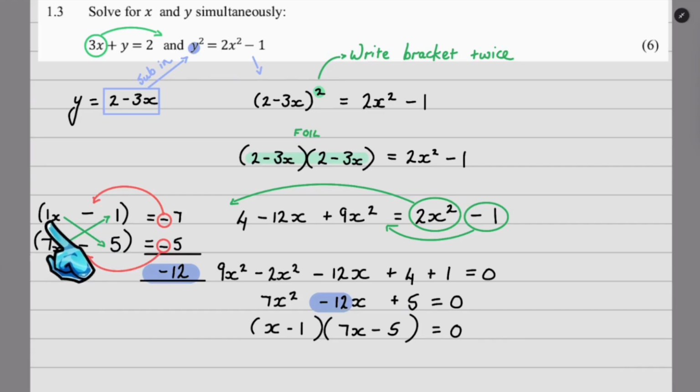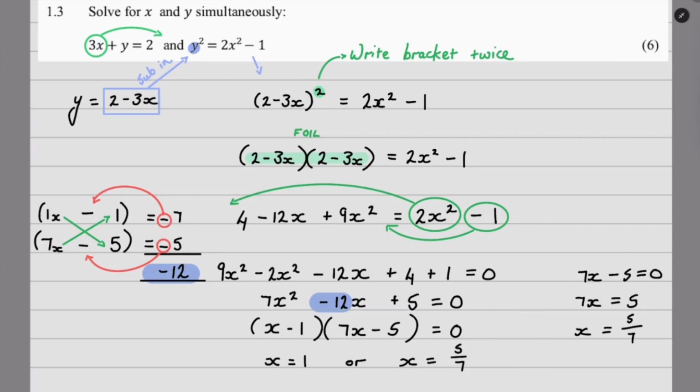There's no need to write this 1. So the first bracket is just x minus 1. And then the second bracket is 7x minus 5. And from there, we can get our two solutions for x. My first solution being x equals 1, if I had to take that negative 1 over after making it equal to 0. And then this bracket is a bit trickier, so I've shown it on the side. We take that minus 5 over and it becomes plus 5. Divide both sides by 7 and we get x equals 5 over 7.